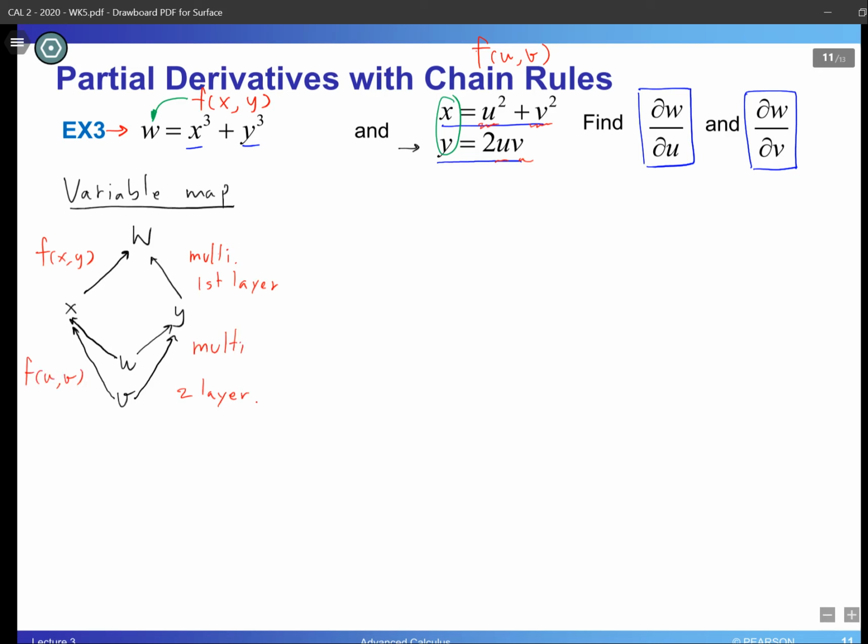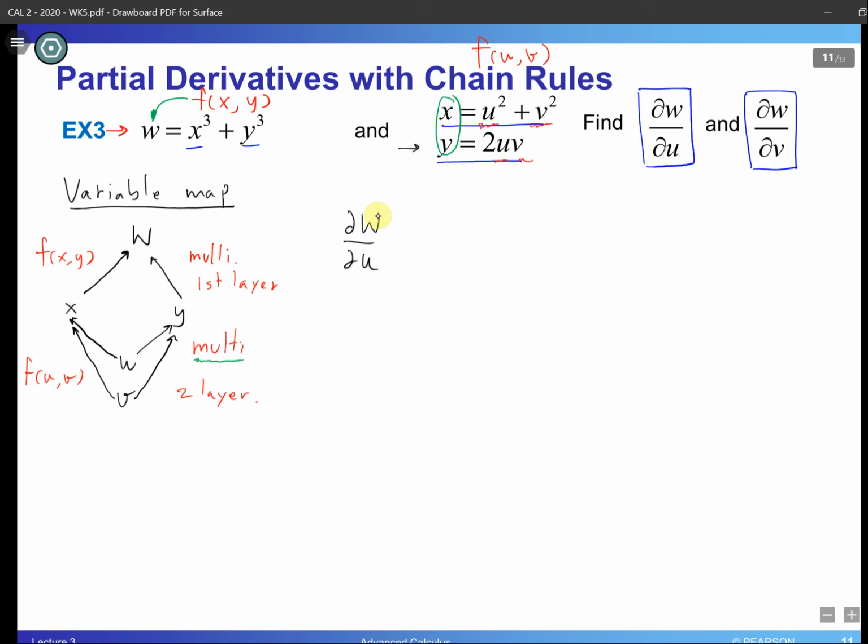And this is the main difference between example 3 and the previous ones. In the previous ones, the second layer is just single variable. Right now we have multi again. So let's find out what we need to find for the answer for this example. We are supposed to find dw by du. So let's find that. Let's make a note right here.